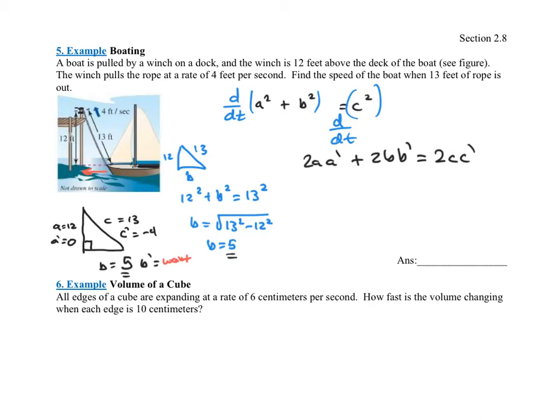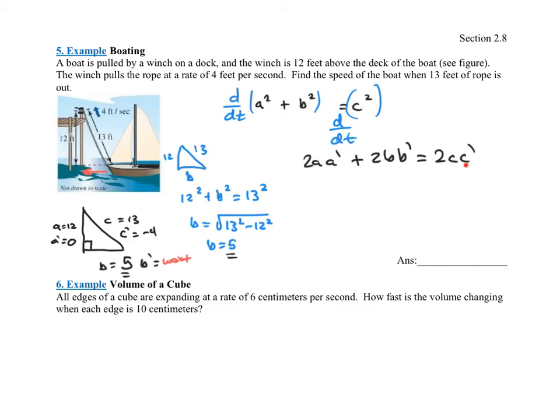Okay, so what do we do at this point in time? Well, we have all the given information that we need, the 5 missing pieces of information. We know A is 12, A prime is 0, B is 5. We want to find B prime. We know C is 13 and C prime is negative 4. So I'm going to plug in all of those values.